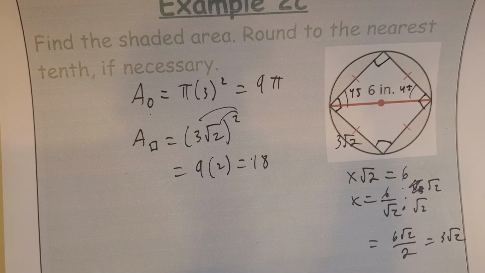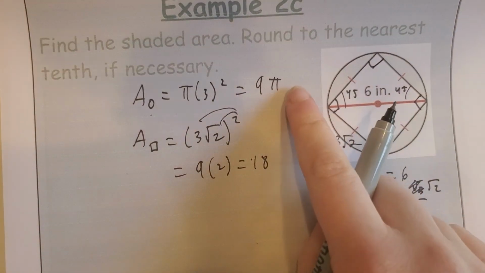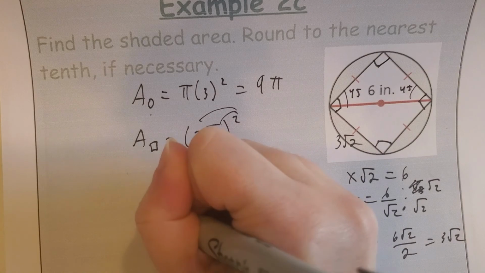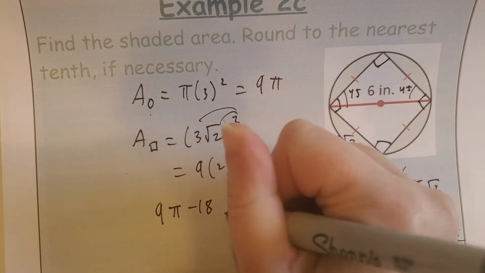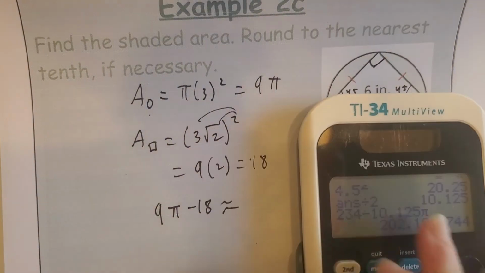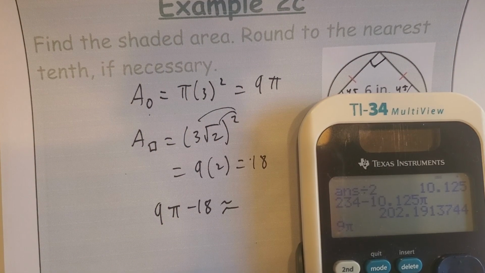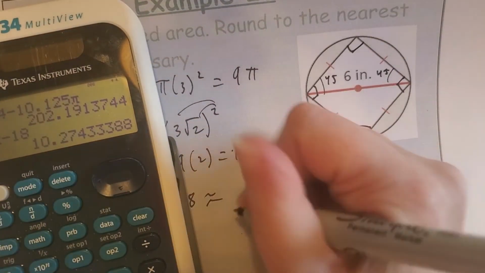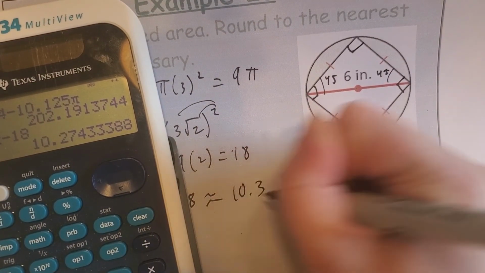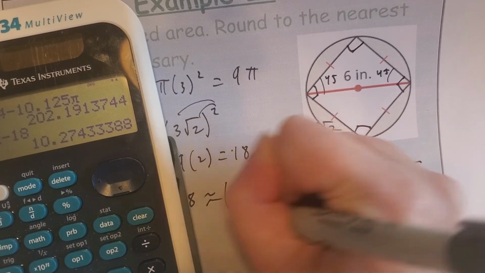So that means the area of the shaded region is the area of the circle minus the area of the square. So 9 pi minus 18 for the exact answer, or as a decimal approximation, is 10.3 inches squared.